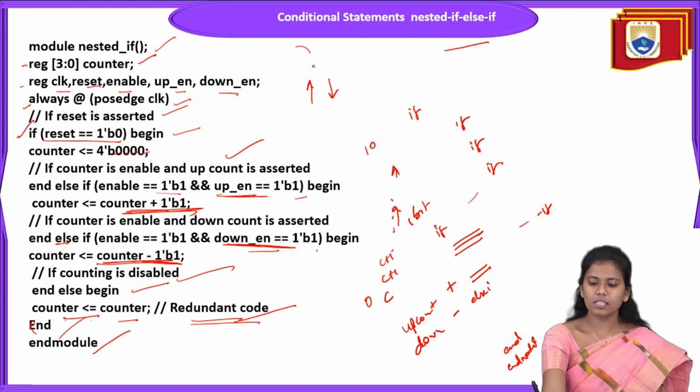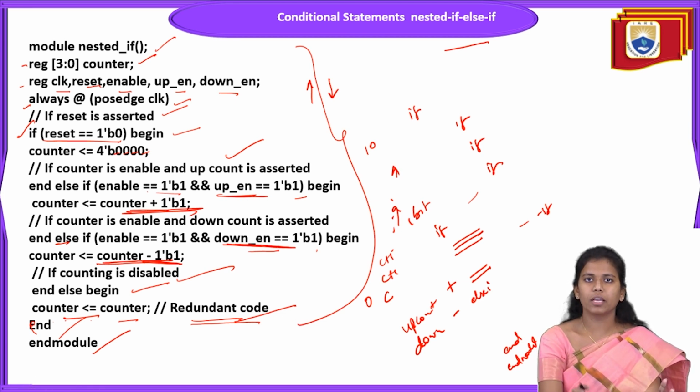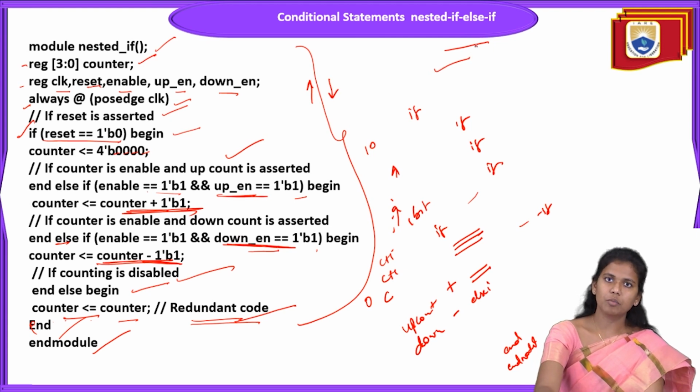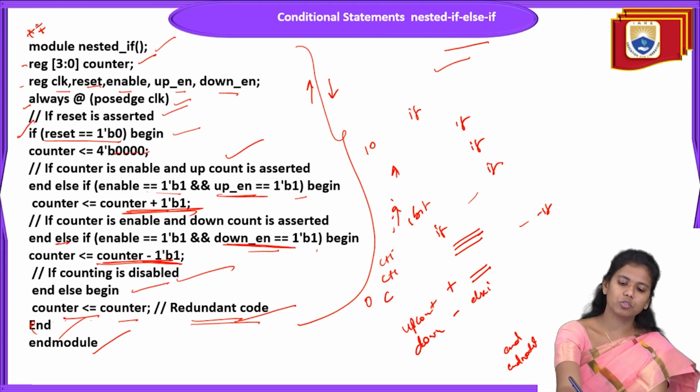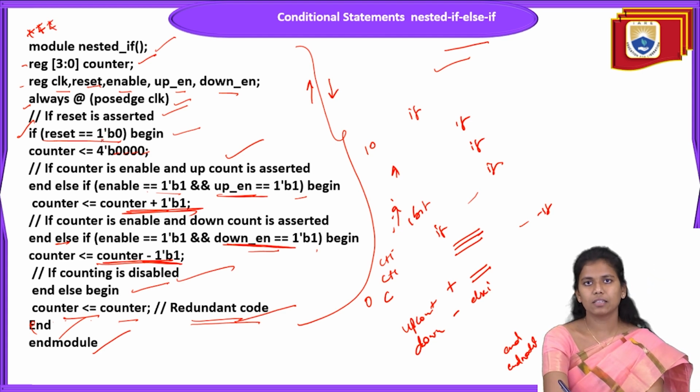Okay, so that code is nothing but the redundant code, and I'm ending up with the end module. So this is how you need to write if you come across any module, any combinational circuit that you are considering. Always, if you want to write some syntax followed with the conditional statements, nested if else if, then this is the procedure. So from the exam point of view, it is very important and it's very easy to understand as well.